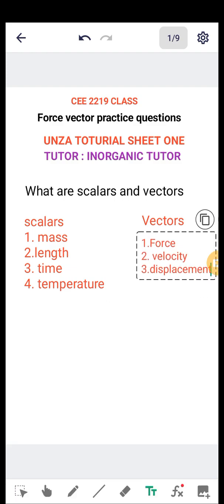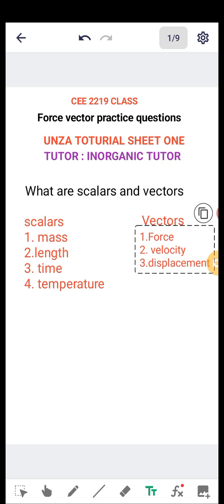Okay, so those are some of the examples. Even momentum and acceleration, those are what we call vectors.